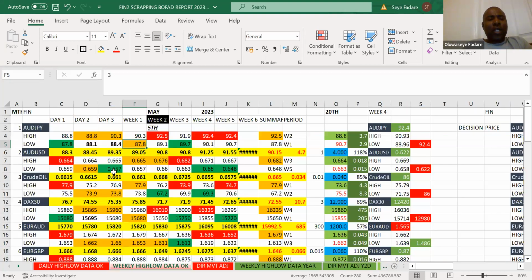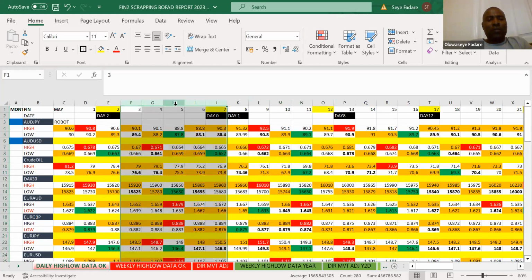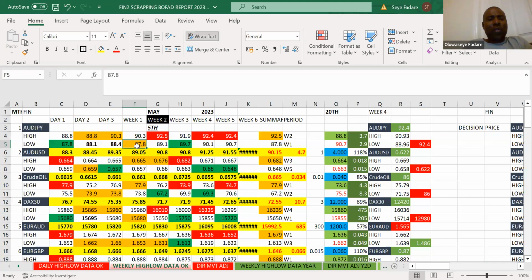So let's see. Oh, okay. What happened is that our weekly data started from this date. So our week 1 is from here, and our week 2 has been refined for this period. In week 1, as you can see here, our highest is 90.3 and our lowest is 87.8, which is what we have here, these two positions.